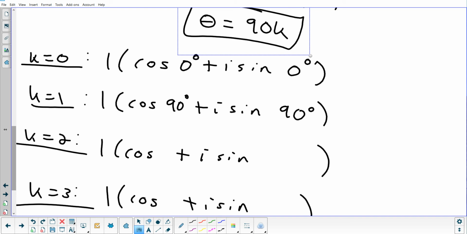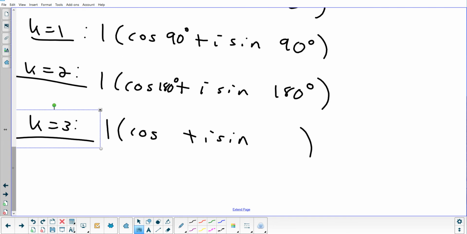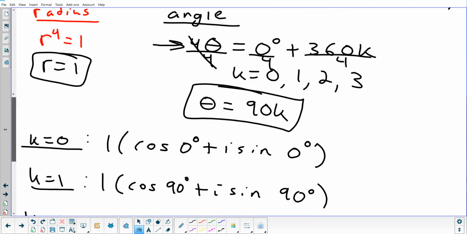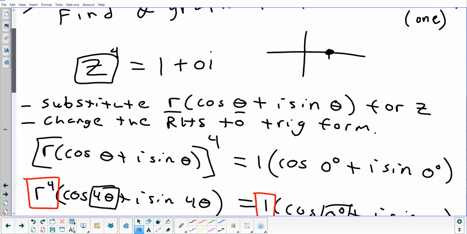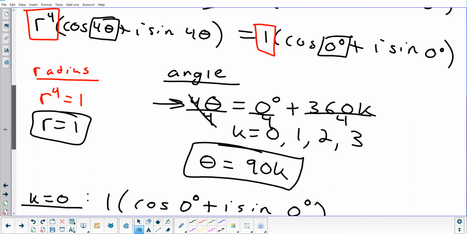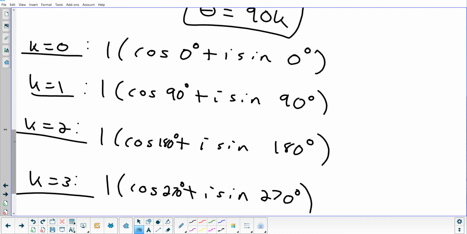What's 90 times 2? 180. There's your third answer. And what's 90 times 3? 270. And those are all of the fourth roots of 1. I'm not going to graph them, I'm not really worried about that. Those are the fourth roots of 1.